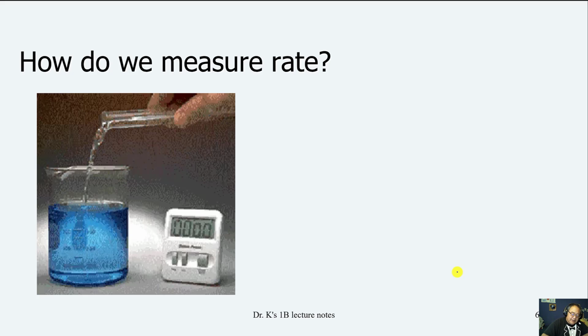So how do we measure rate? The way we measure rate is we have to quantify something. So let's say concentration 1, and I'll measure this at time 1. So this is concentration, and again, time is always what we're measuring against.